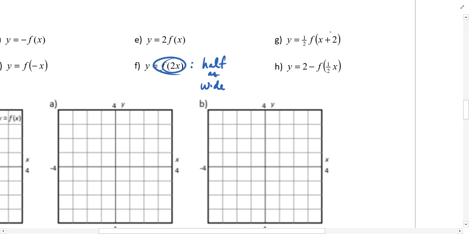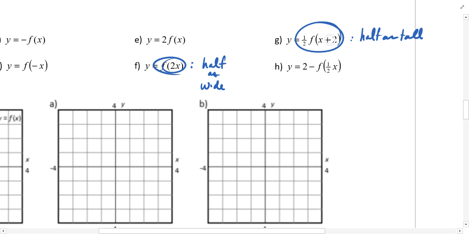In this example here, part G, I see a multiplication, so that's a stretch. Since it's on the exterior, we know that it's going to be a vertical stretch, so this is going to make it half as tall. That's pretty typical. The movement on the outside, or the indicator on the outside, performs just as we would expect.